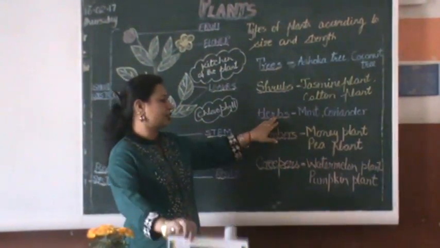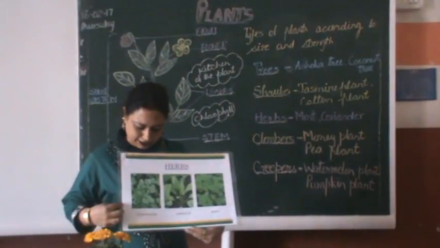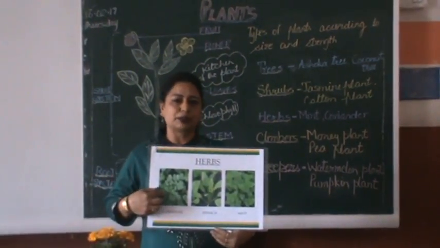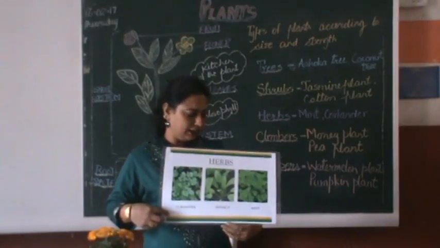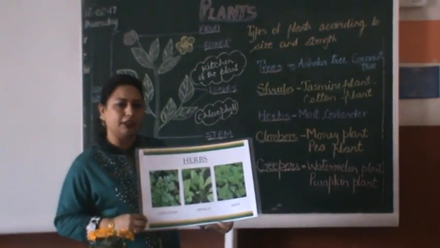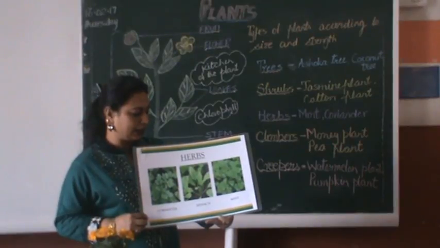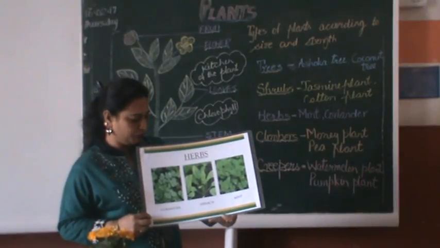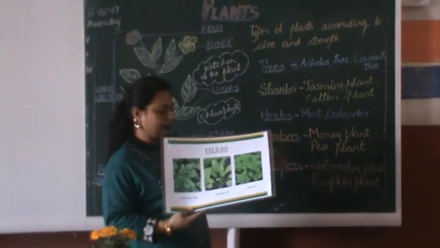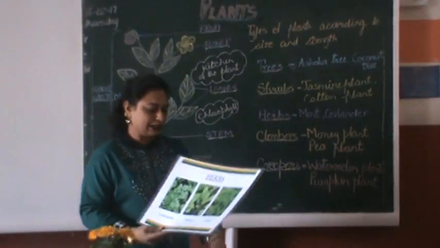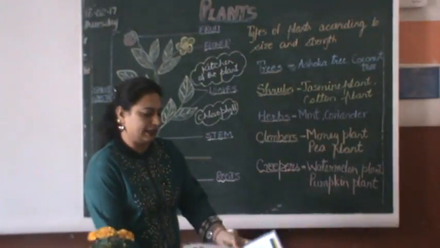The next category is of herbs. As you can see in these pictures, herbs are very small plants. Their stem is very weak, thin and green in color, and they live only for one season, and mainly they are used for flavoring the food or as medicines. They have medicinal value, like mint, coriander, spinach, sunflower, etc.